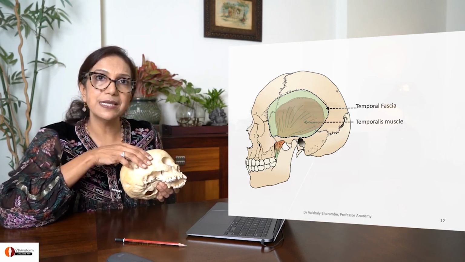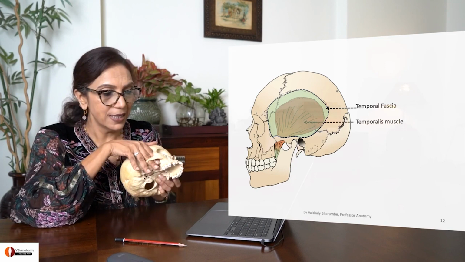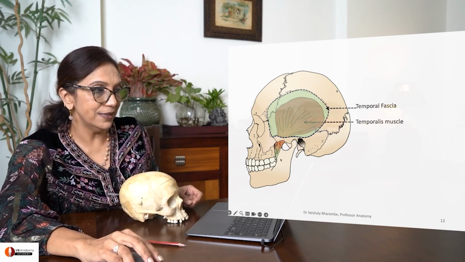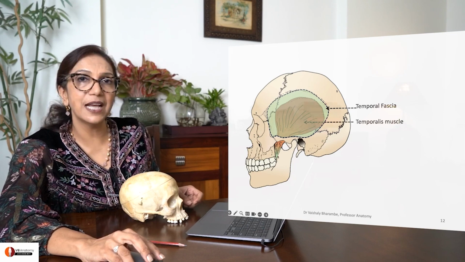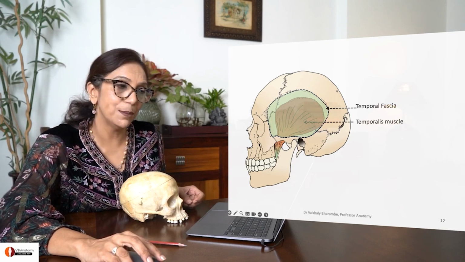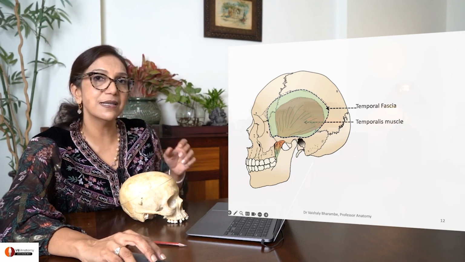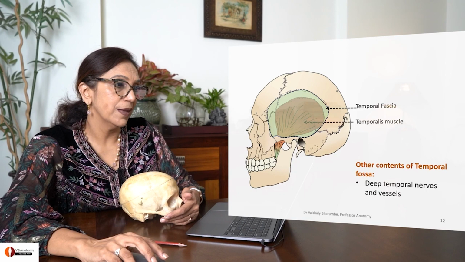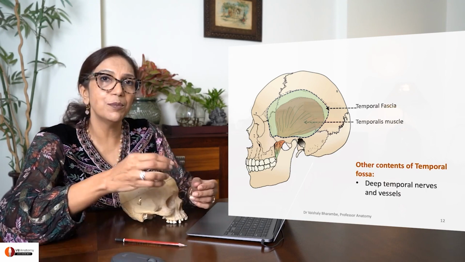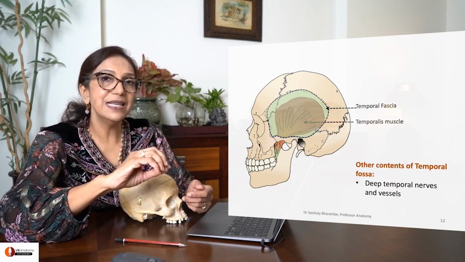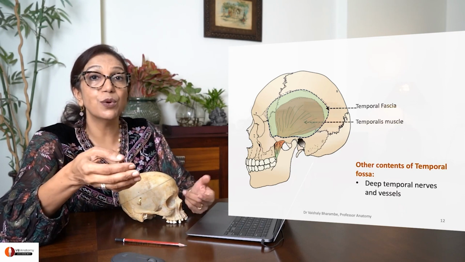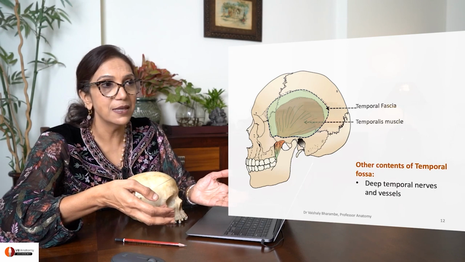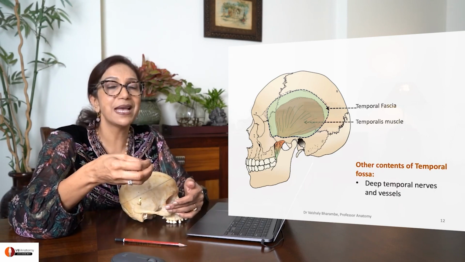So temporalis muscle going down like this, getting attached to the coronoid process of mandible. Can you see this here? This is the muscle getting attached to the coronoid process of mandible. The whole muscle is covered on the top by the temporal fascia. There are some other contents of the temporal fossa as well. These are deep temporal nerves and vessels. What are they doing there? Obviously supplying the temporalis muscle, which is a muscle of mastication.